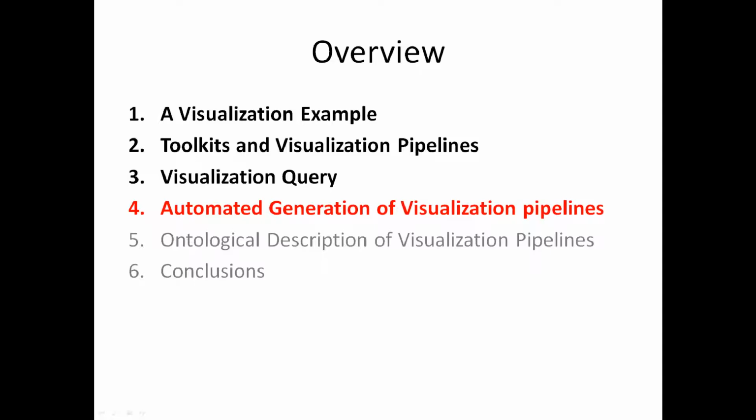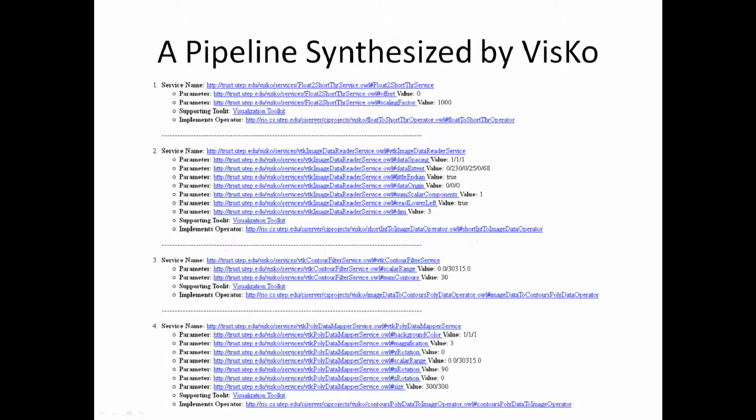I will now present at a very high level how we use the information specified in the visualization query to automatically derive visualization pipelines. The following is a VTK pipeline automatically synthesized by VisKo that generates the velocity model isosurfaces specified by the visualization query we studied earlier.